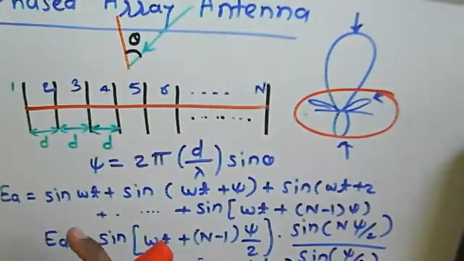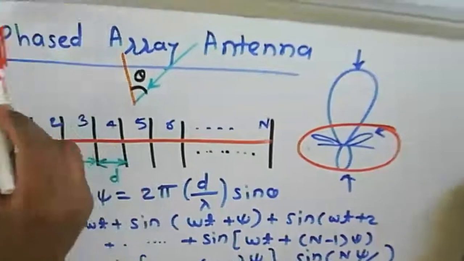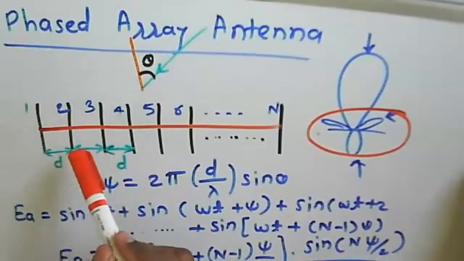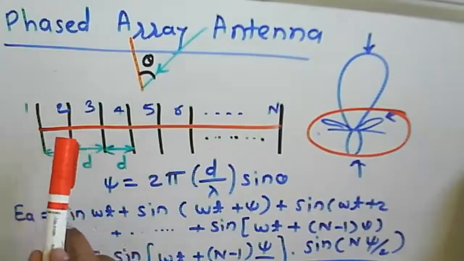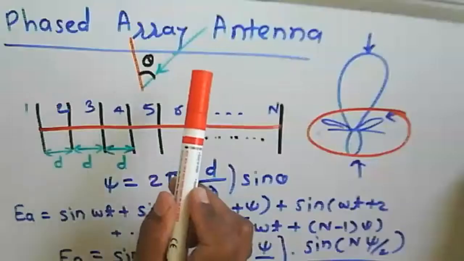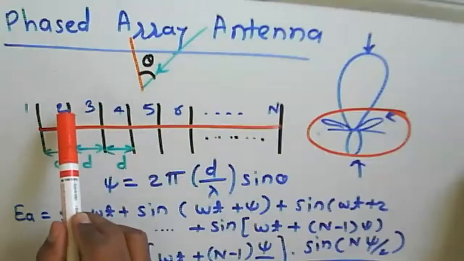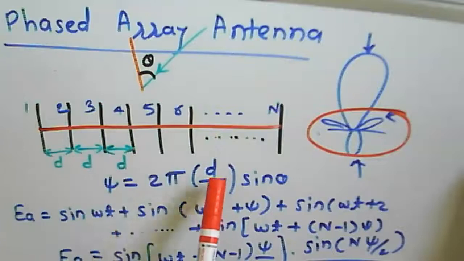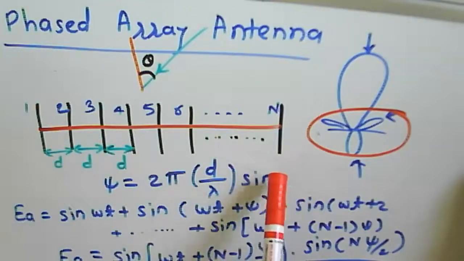So why this word phased array? Because we apply a variation in the phase to the antenna. For each and every element we apply some particular different phase value. The difference in the phase is twice pi d by lambda into sine of theta, and that theta will provide you the direction of the incoming signal.